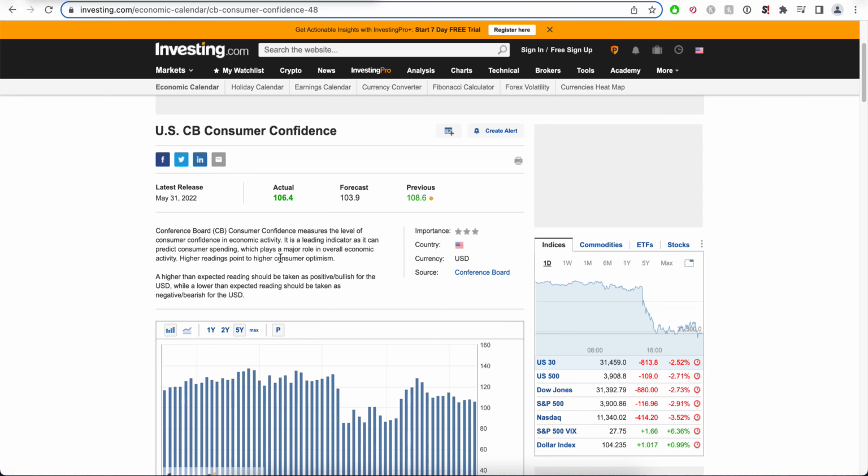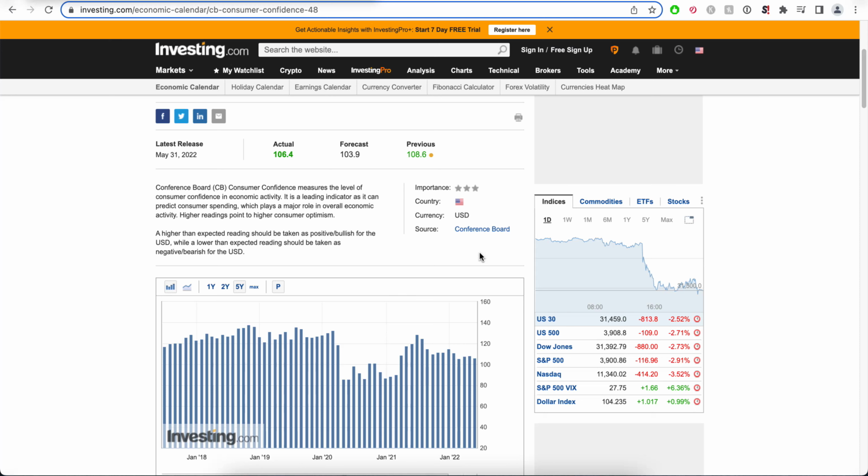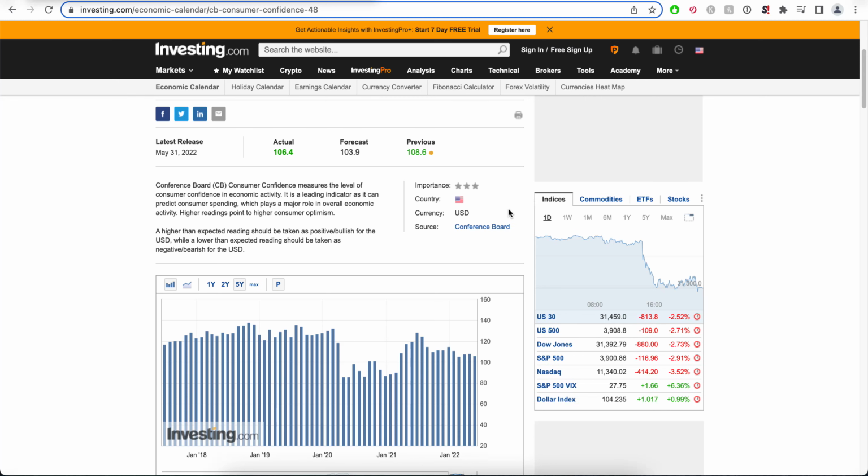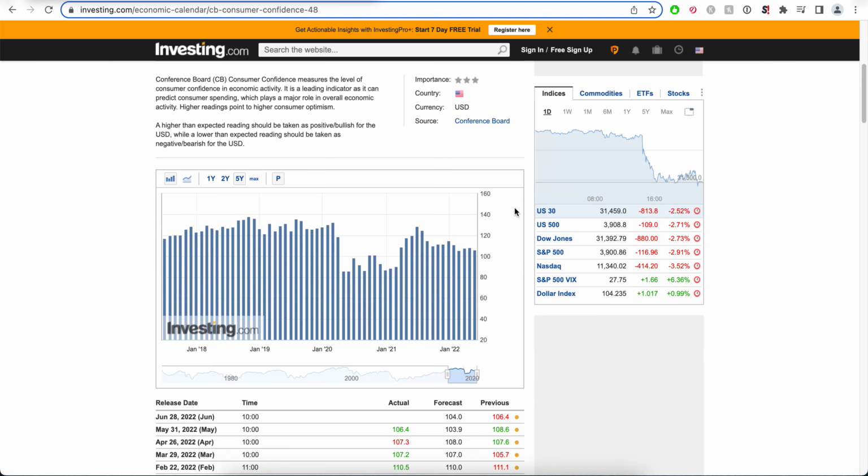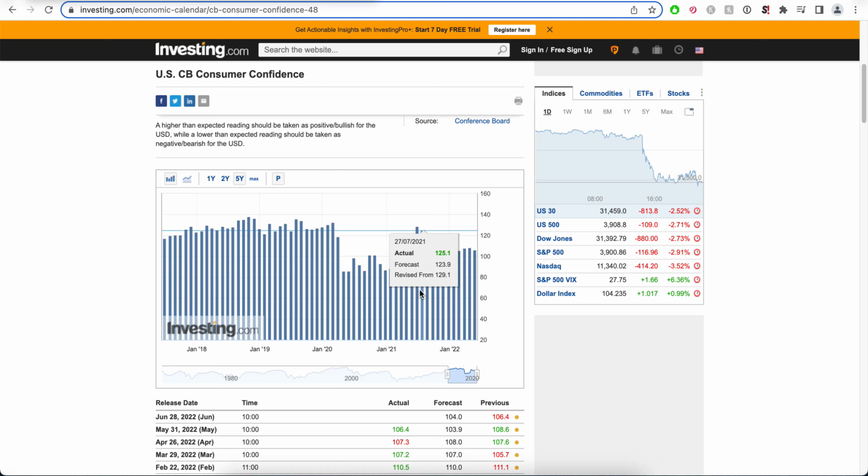Now the next one, consumer confidence, and you may be wondering why does that matter. And it matters a lot actually. It's a very, very important indicator because it tells you about how consumers are thinking about the economy, and based on what they are thinking about the economy, they are acting in a similar manner. And so you can kind of see where we are. Obviously the higher the better, and overall it looks like it's going down a little bit, as you'll see.